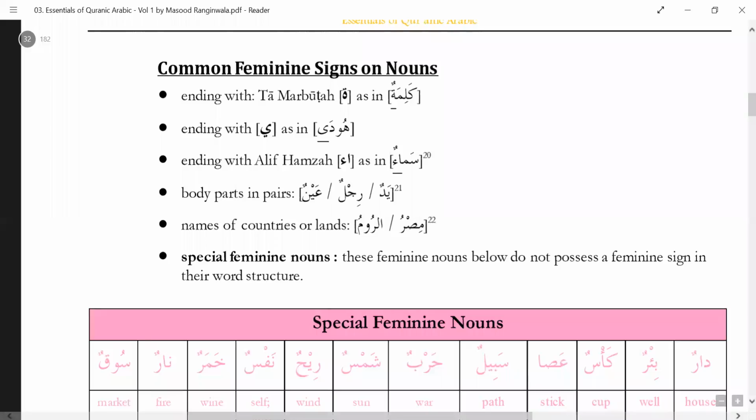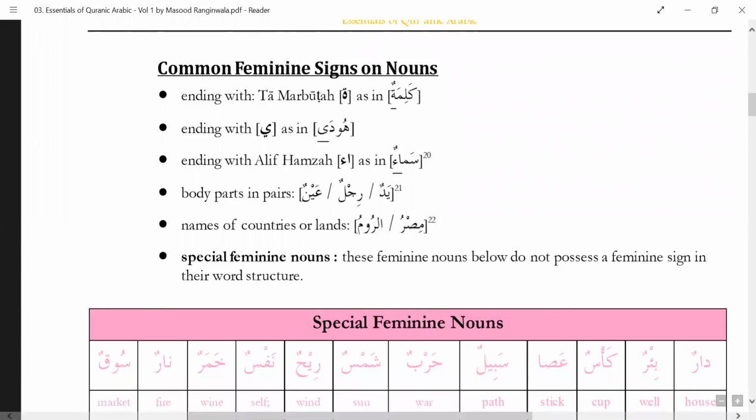Now, I told you that there is a list of feminine nouns which you need to know. Apart from that, if you're not able to fit any word in these lists, then you can very easily say that the word is masculine. One is if the word is ending in ta marbuta. These are the signs that you will look for at the end of a word.